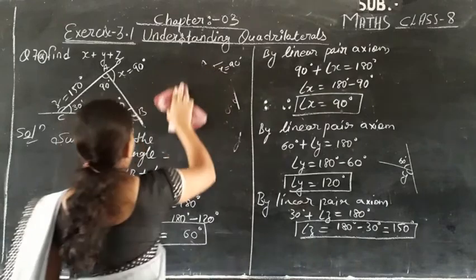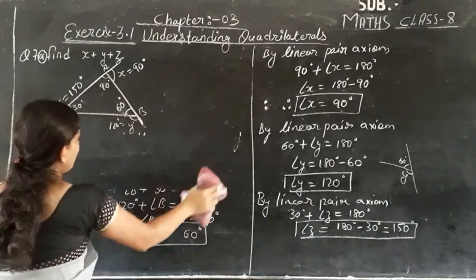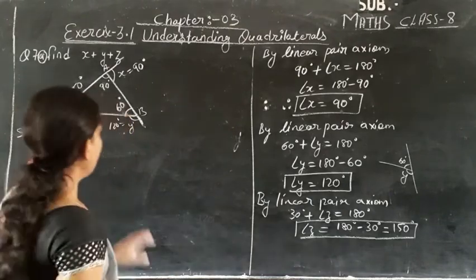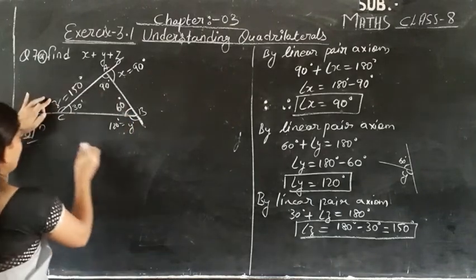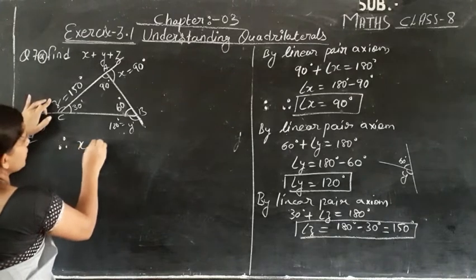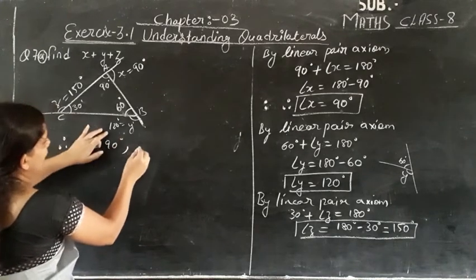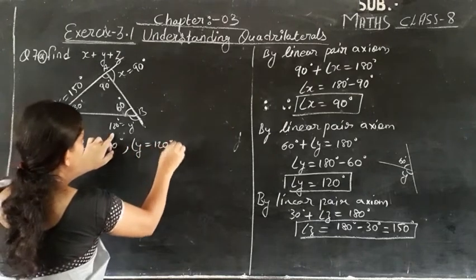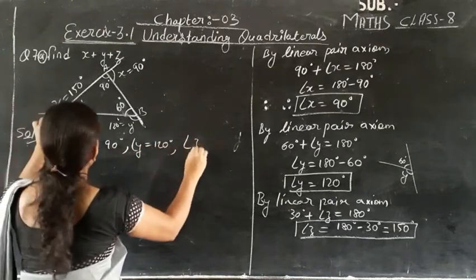Now after this, what we have to do after finding all the exterior angles? Therefore angle x is equal to 90 degrees we had found, angle y is equal to 120 degrees we had found, and angle z is equal to how much?